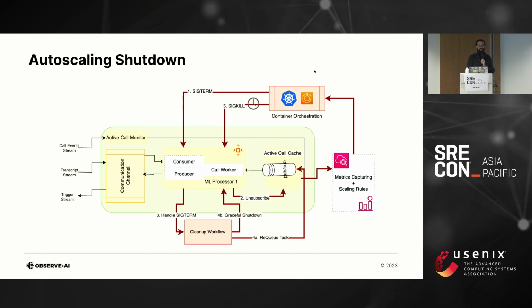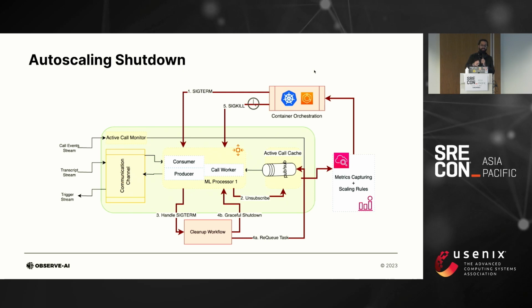In cases where this particular flow does not happen, we do have a SIGKILL mechanism where, let's say, after a grace period of 20 minutes, if the instance doesn't go down, it is brutally killed by the container orchestration. That does have an impact on the KPI, but it's a necessary behavior that is required.